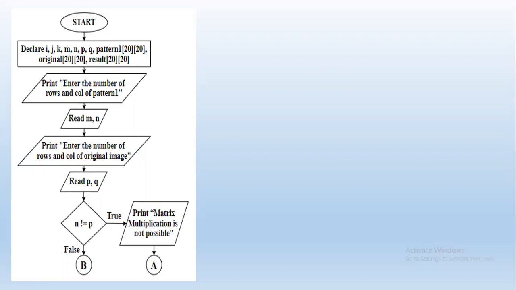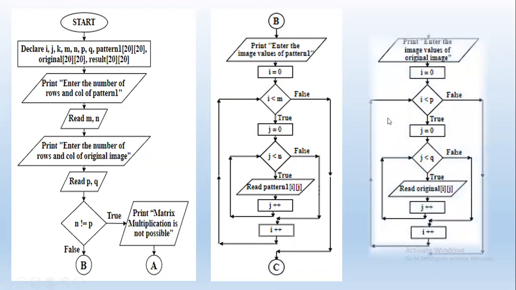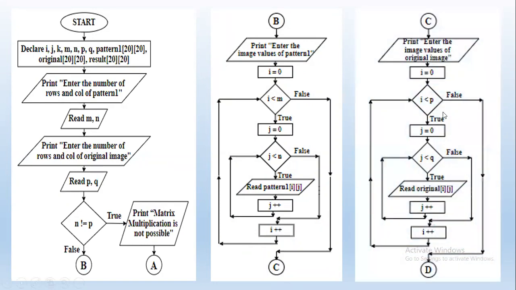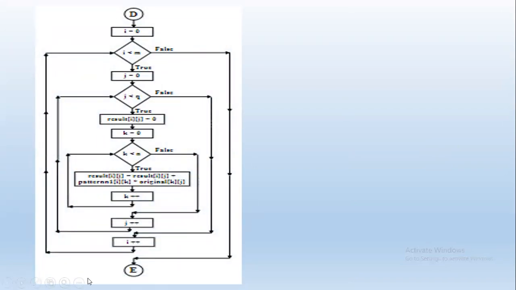The next part of the flow chart will be for taking input for the pattern matrix. First matrix we take input. Connect with B, then connector C is there. This is exactly the same as we saw in the previous example. Next, C will connect to the next part. This part is to take input for the original matrix. So now here we have the code for the matrix multiplication.